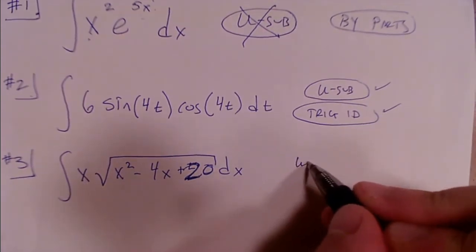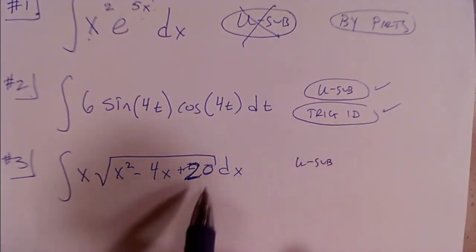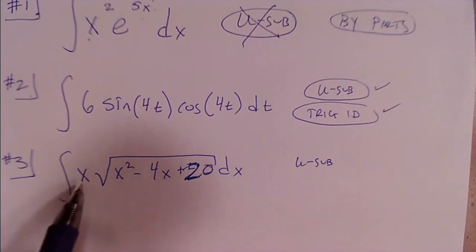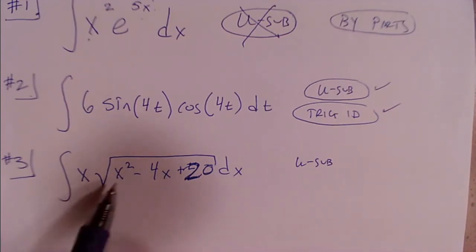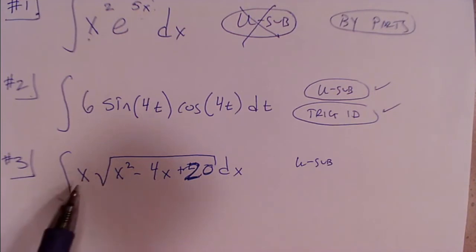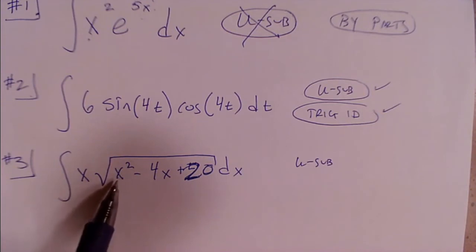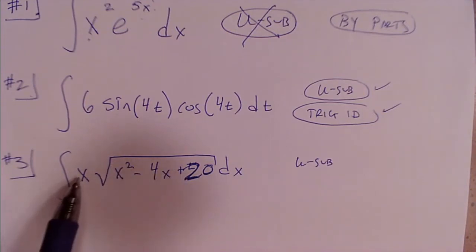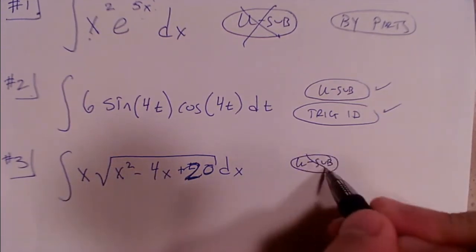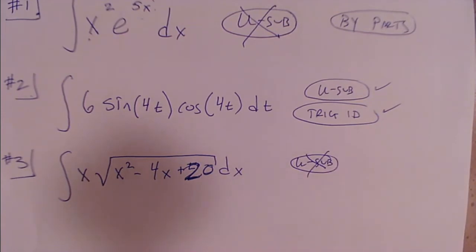So as far as a u sub goes, the derivative of the inside bit isn't completely a constant multiple of the outside. This is a 2x, which is good for u sub, but then a minus 4. If this were just a 2x derivative on the inside, then it would cancel with that x, and I'd probably want to use a u sub. By parts integration seems reasonable because I have multiplication here, all right? And this x is something that goes away.